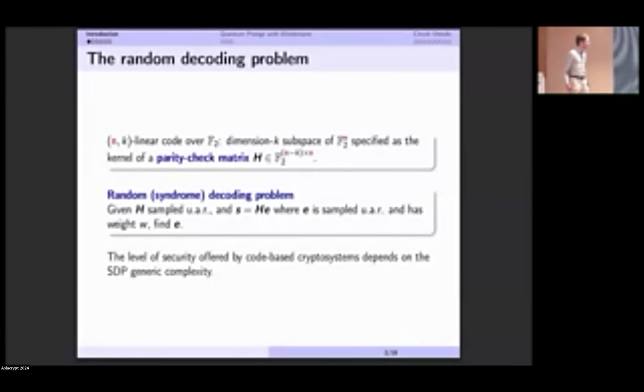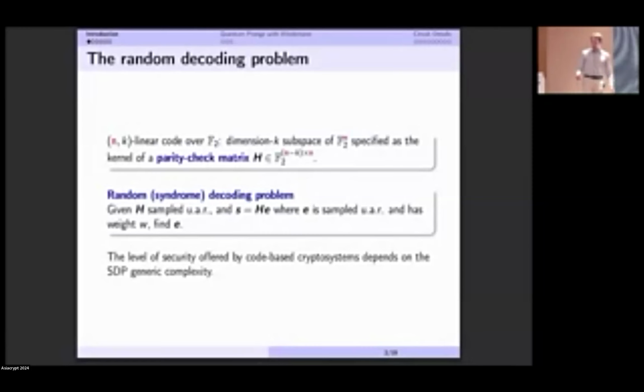So a linear code is a dimension k subspace of a vector space. Here it's on F2, so F2 to the n. And we specify it as the kernel of a parity check matrix. The parity check matrix has dimension n minus k times n. You can imagine that n and k are of the same order.